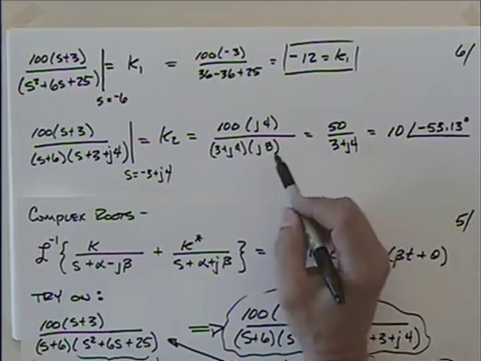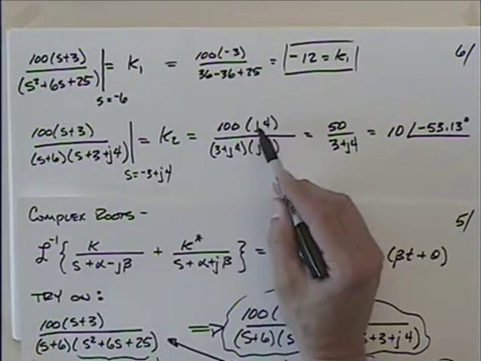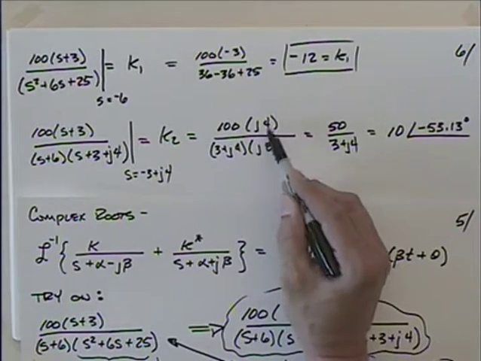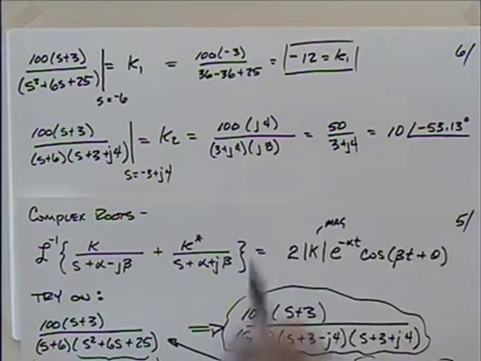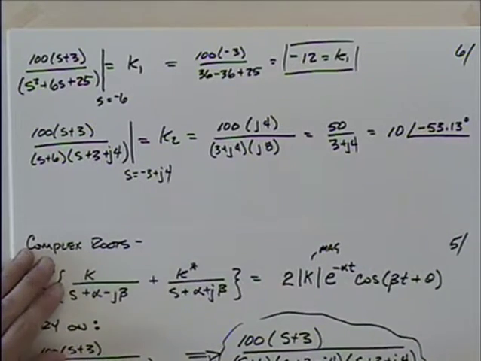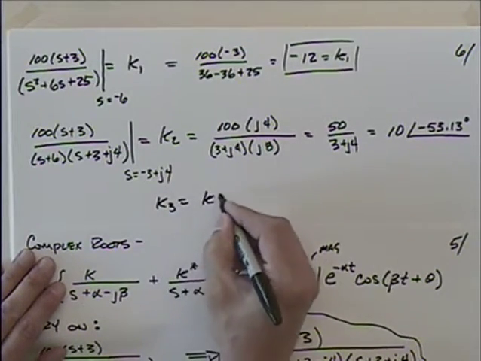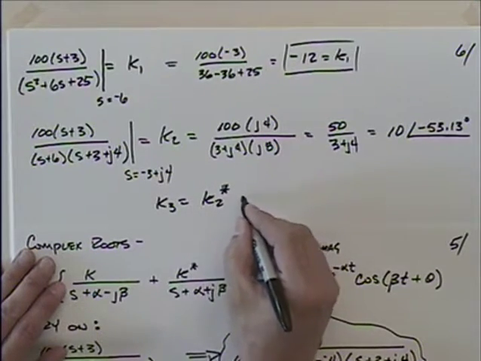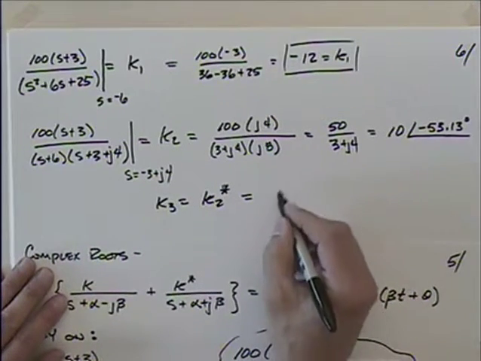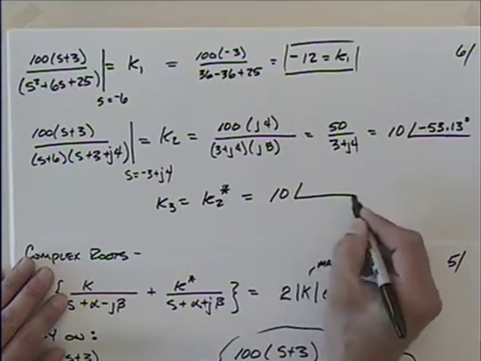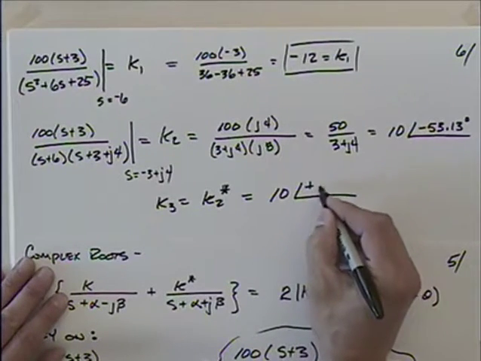Well, let's see. I can cancel the J's, and I have 4 over 8, so I have 2 in the denominator. So 100 divided by 2. Okay. Now we could go through a similar process for K3, but we know K3 is equal to the complex conjugate of K2. So that means that K3 is going to be what? Same magnitude at opposite angle.